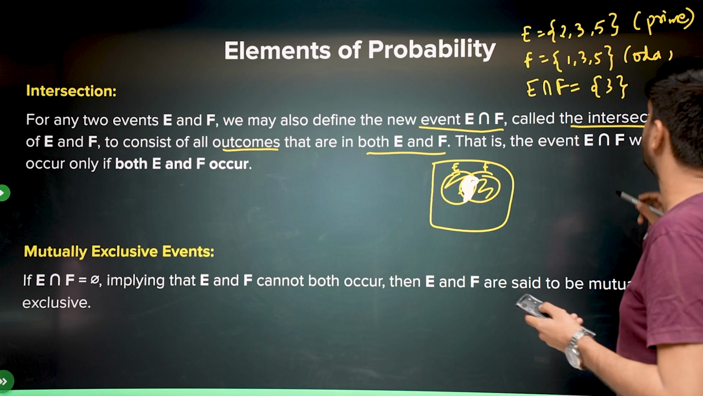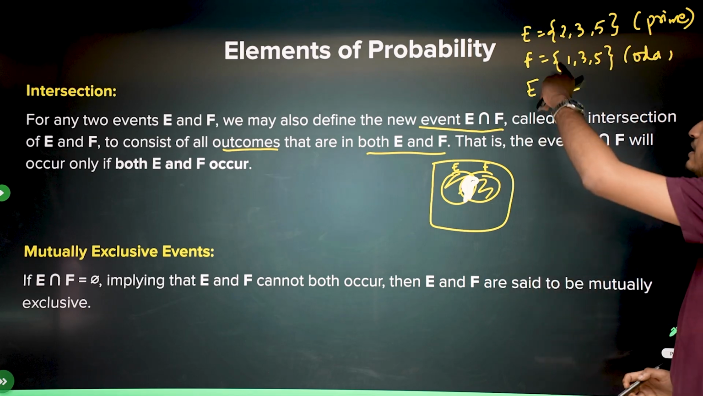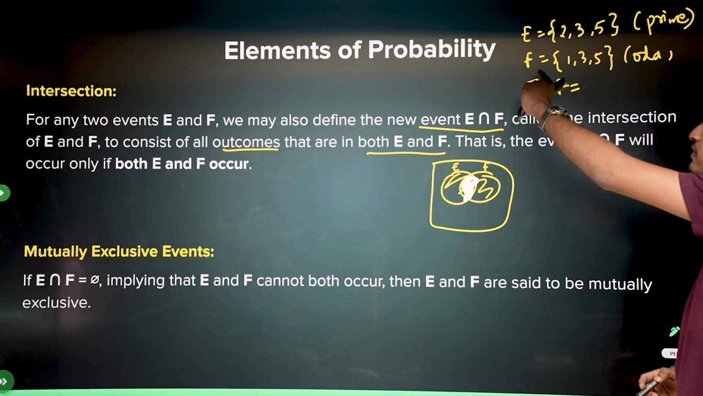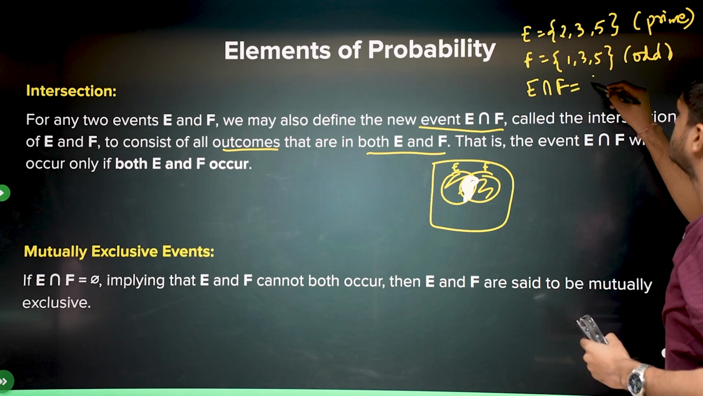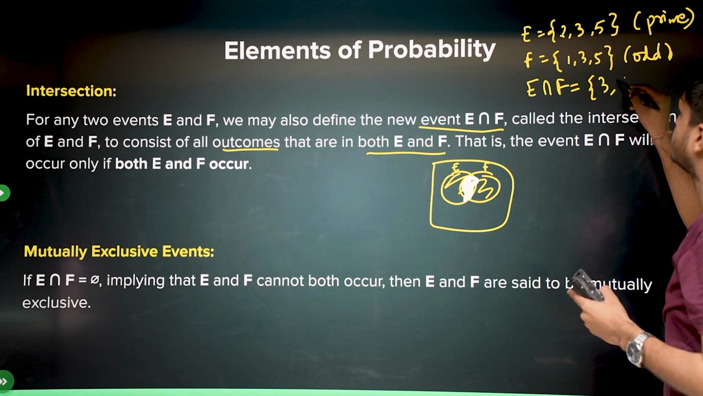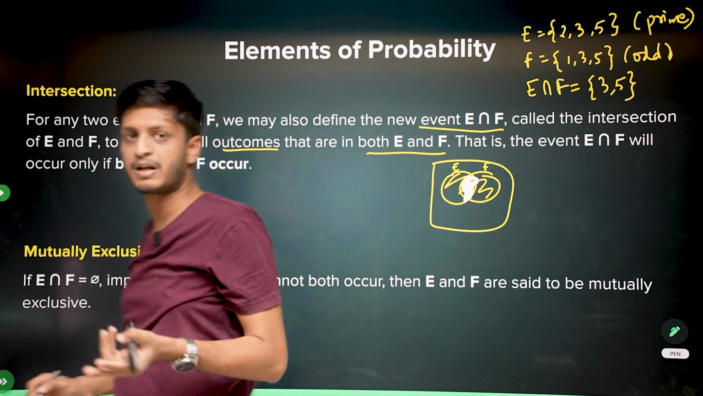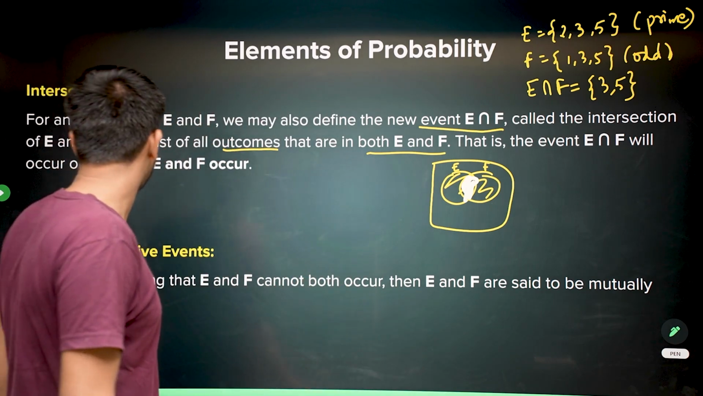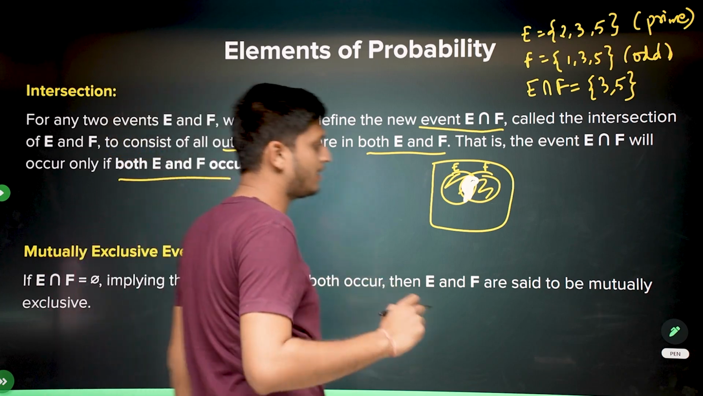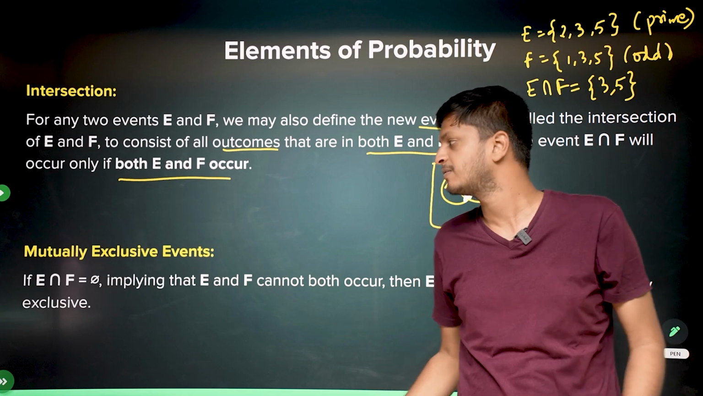And in the intersection, what will happen? So the event E is getting a prime number: 2, 3 or 5. Event F is getting an odd number: 1, 3 or 5. What is the intersection of these two? Getting either 3 or 5, right? Because 3 and 5 are both odd and prime. So this is called intersection, and it is like saying that both events E and F occur simultaneously. Both are happening.